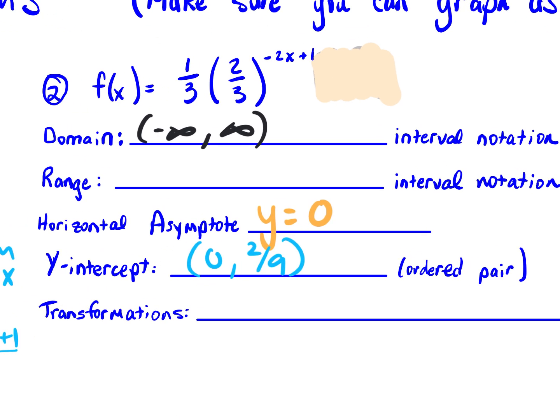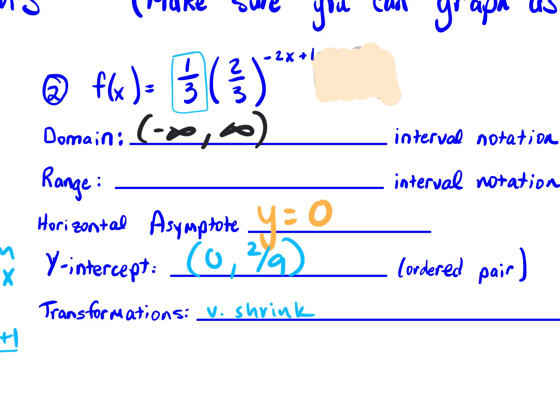So we have 1/3 that we're multiplying on the outside. What does that do to our graph? When we're multiplying, it's either a stretch or a shrink. When it's out front, what do we think? It's going to be a shrink. So we have a vertical shrink.